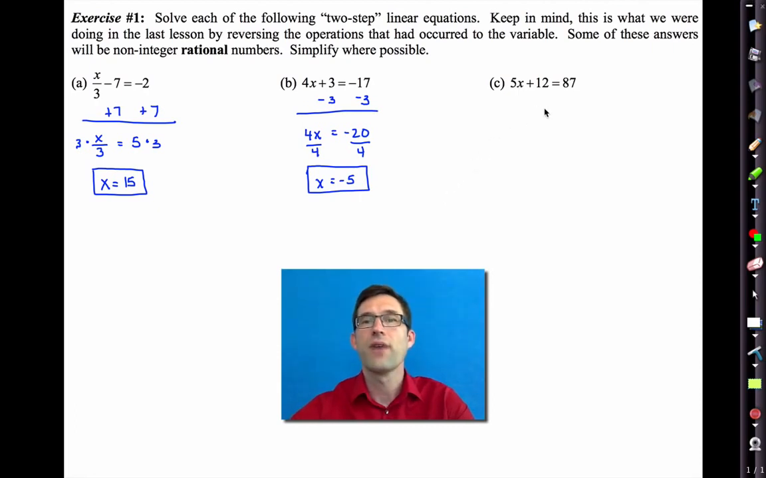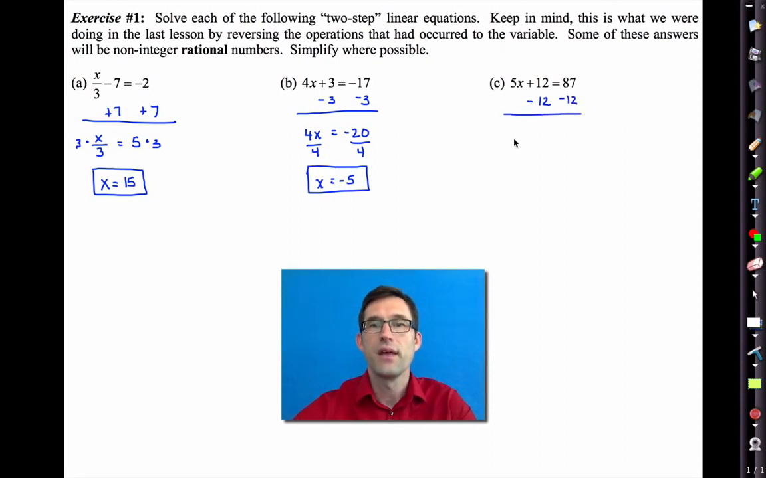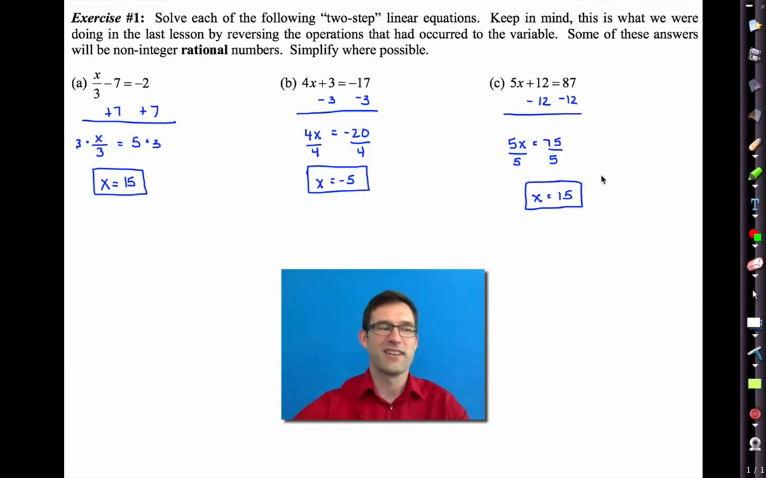Finally, letter C, we've taken x, multiplied it by 5, then added 12. We've gotten 87. To undo adding 12, we'll subtract 12 from both sides. That'll give me 5x is equal to 75. To undo multiplication by 5, we'll divide both sides by 5. And we like 15 today. X is 15 again. So a couple of 15s to begin this lesson.